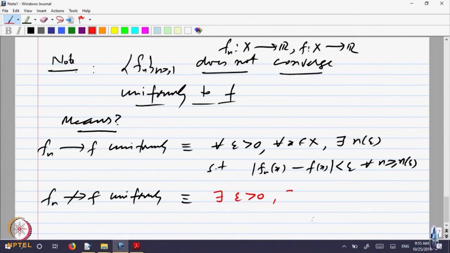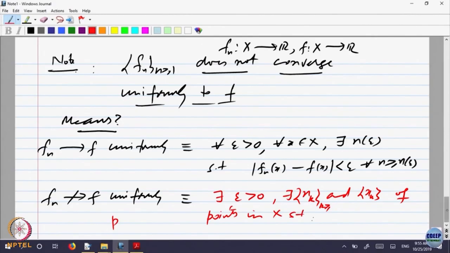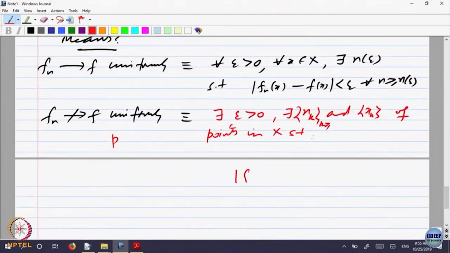So that means there exists a sequence n k of natural numbers and a sequence x k of points in X such that, at the places where things are going bad, |f n k of x k minus f of x k| is bigger than or equal to epsilon.